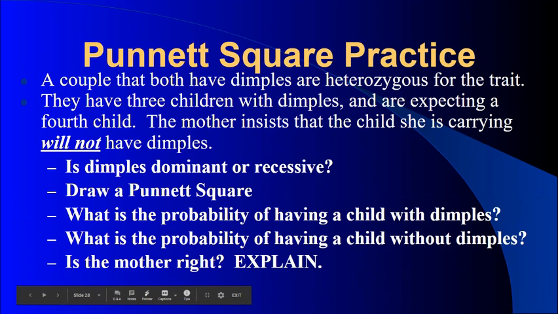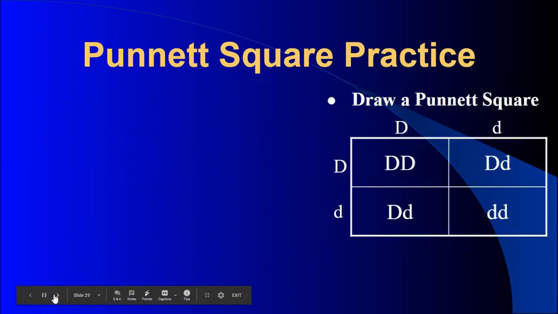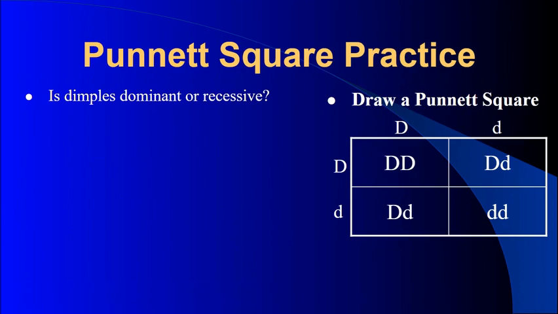And here's one more. A couple that both have dimples are heterozygous for the trait. They have three children with dimples and are expecting a fourth child. The mother insists that the child she is carrying will not have dimples. So here are some questions we want to determine from that information. So first we need to draw a Punnett square of two parents that are heterozygous. That's big D, little d for each parent.